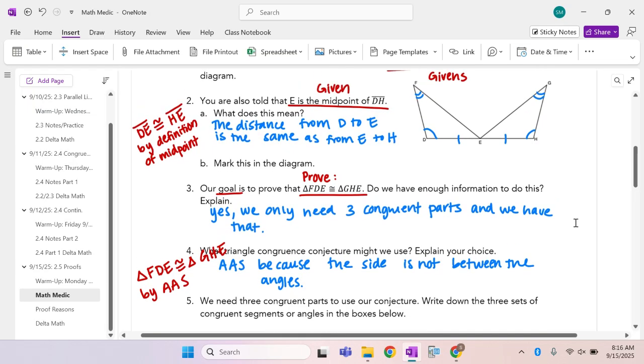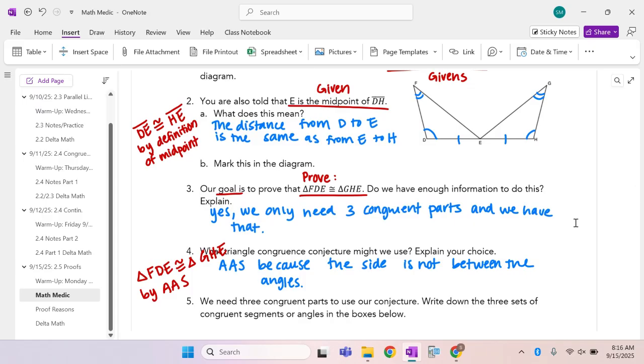Now, the goal here was to prove that triangle FDE was congruent to triangle GHE. So, yes, we only need 3 congruent parts, and we have that. All right. And the postulate that we proved it by was which one? So it's side, angle, side, angle, side, angle, angle, angle, side. No, it was angle, angle, side, yes.